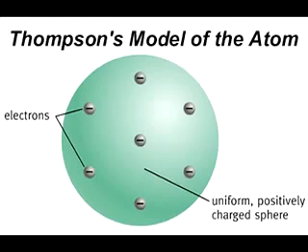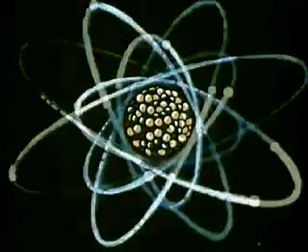Joseph Thomson created the plum pudding model in 1898. He is credited with discovering the electron. Thomson brought the electrons into Dalton's solid atom. The model was still a solid sphere and had no neutrons.